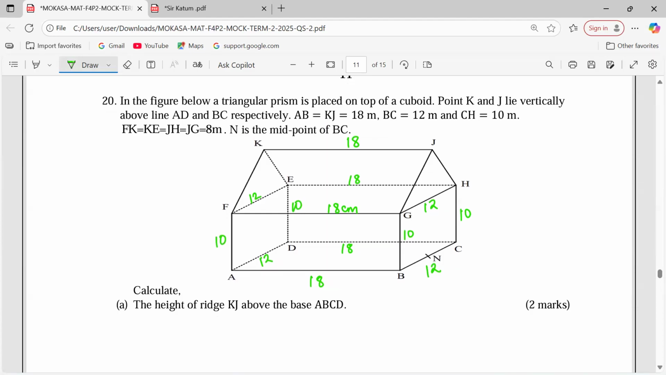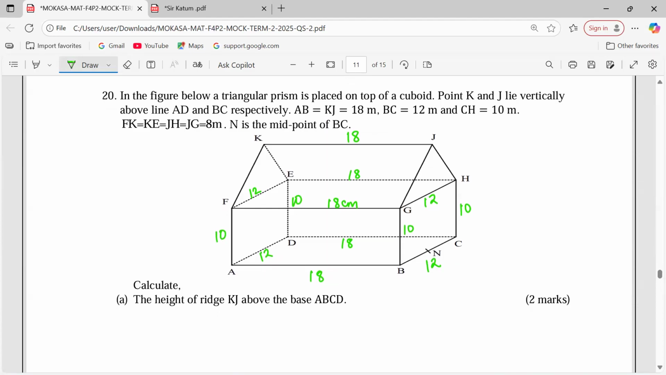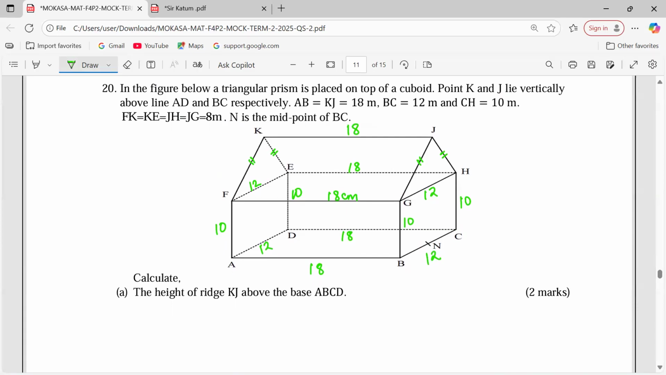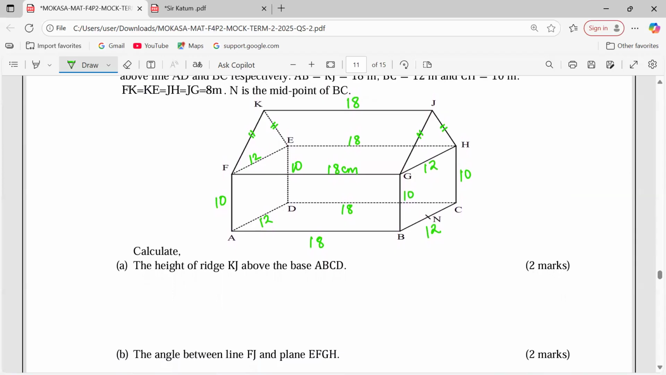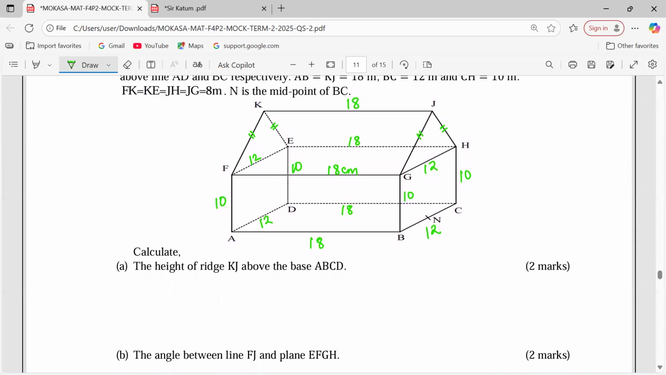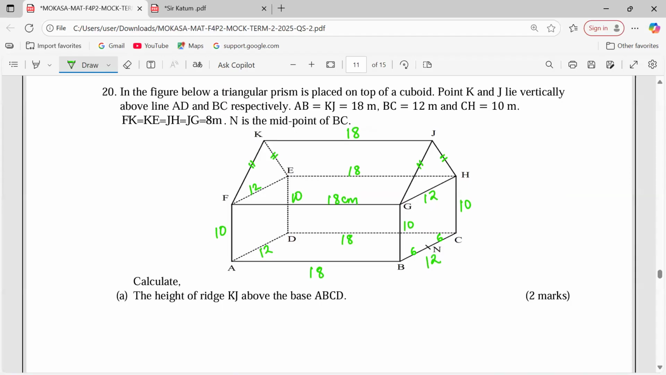That way, what else are we given? FK equals KE. So this length and this one are equal, and also equal to JH and also JG. Those are equal lengths. We proceed. N is the midpoint of BC. We can see N as the midpoint, meaning that BN is 6 and NC is also 6. That is now some of the interpretations that we're supposed to make on the diagram, even before we proceed to the questions. Then now we can get to the answering of these particular questions.